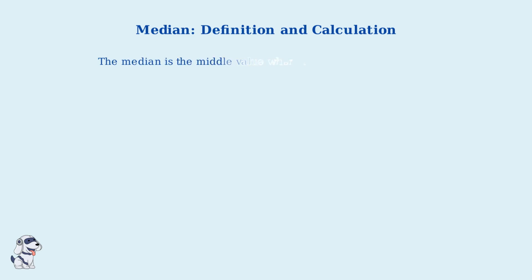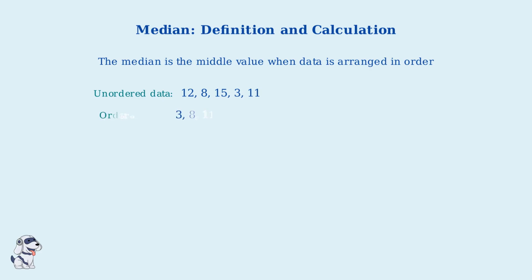To find the median, we must first arrange our data in ascending or descending order. The median is then the value that falls exactly in the middle of this ordered list. Here we see an example with 5 data points. First, we arrange them in ascending order, then identify the middle value, which is 11.